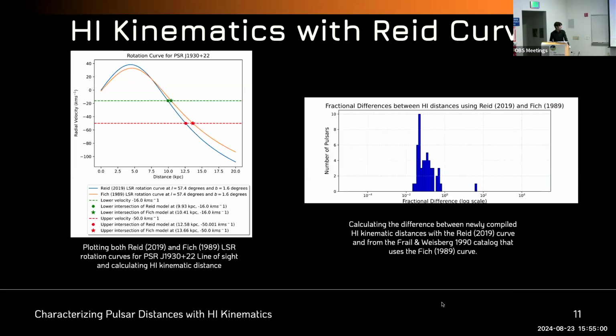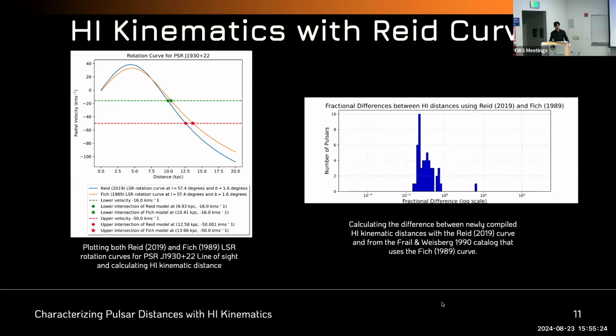So here, the same labels. We have the radial velocity as a function of distance from the sun. Here the blue is the new rotation curve model from 2019, and the orange is the old one from 1989. And then again, if the H1 cloud radial velocities exist, we plot them horizontally against the rotation curve model.